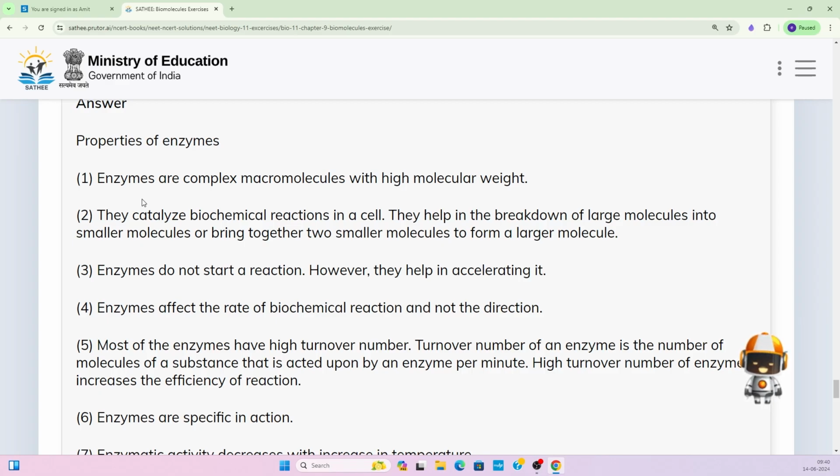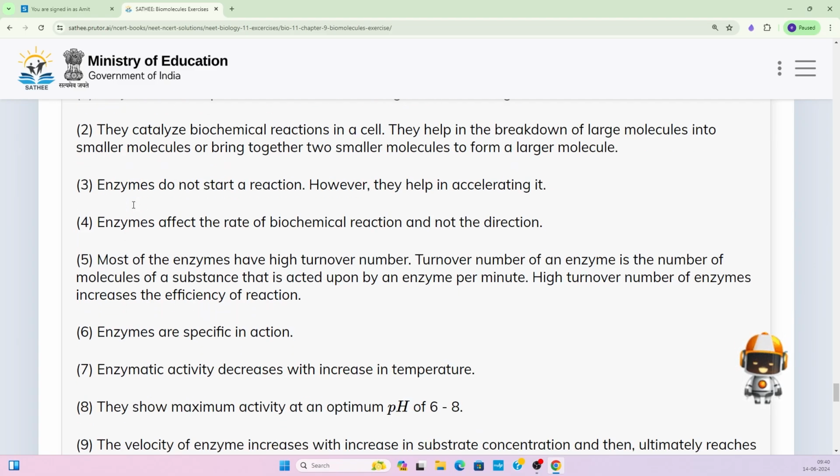Enzymes do not start a reaction, however, they help accelerate it. In the absence of these enzymes, the reactions go on, but at a very slow pace. So it is required to accelerate the rate of reaction. So enzymes are not used to start any reactions, but yes, they can accelerate the rate of reaction. Enzymes affect the rate of biochemical reaction and not the direction. The direction is not governed by the enzyme, but yes, the rate of the biomolecule reactions is controlled by the enzymes.